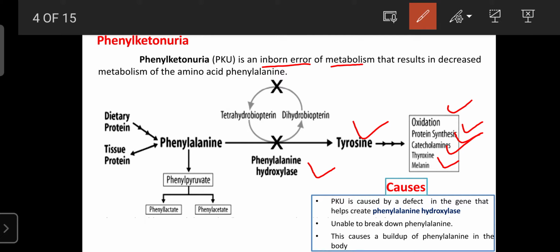Due to deficiency in this enzyme, phenylalanine is not metabolized into tyrosine. Due to that, the phenylalanine accumulates. Then finally it is converted into phenyl lactate or phenyl acetate. These are toxic to our body, and the phenylalanine level increases in the urine or in the blood. That condition is known as PKU or phenylketonuria. So this is the cause. The reason is the deficiency of the enzyme, so the body is unable to break down phenylalanine. It builds up and accumulates in our body, which is responsible for causing phenylketonuria.